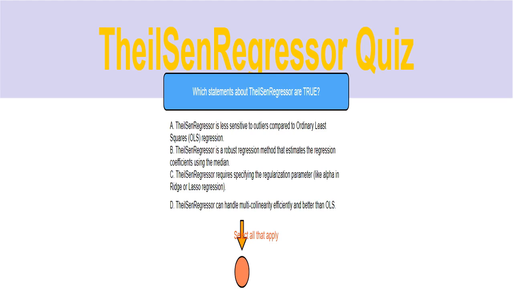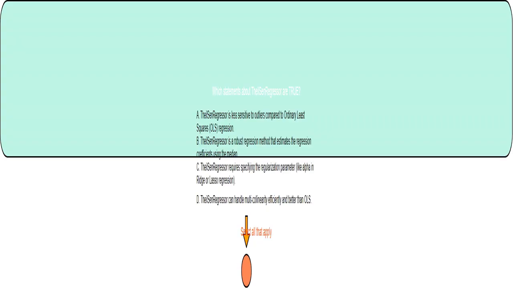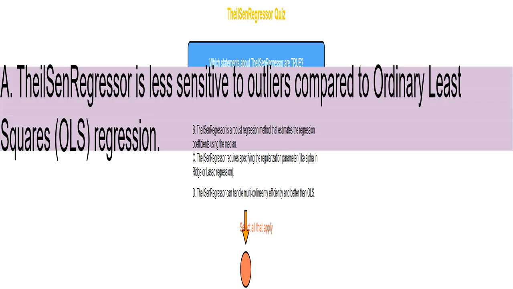This is a quiz about TheilSenRegressor, a robust regression technique in Sklearn. I'll be testing your knowledge of its properties. Let's see how well you understand it. This question asks you to identify correct statements about the TheilSenRegressor algorithm. You'll need to know how it works and what it's good for. This statement says that TheilSenRegressor is better than OLS regression at handling data points that don't fit the pattern. I'll check if that's true.